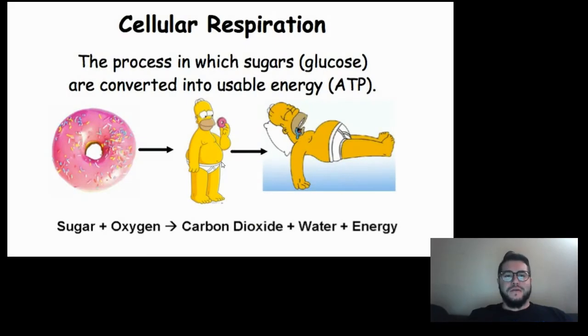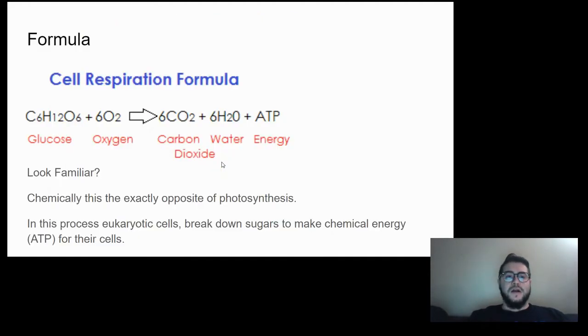Hello, everybody. Welcome. Today we'll be discussing the process of cellular respiration, which at its basic form is how you convert the food you eat into usable energy for your cells. Here is the basic formula for cellular respiration. Glucose plus oxygen goes to make carbon dioxide, water, and energy. If it looks familiar, that's because it is. It's chemically speaking the exact opposite of photosynthesis.